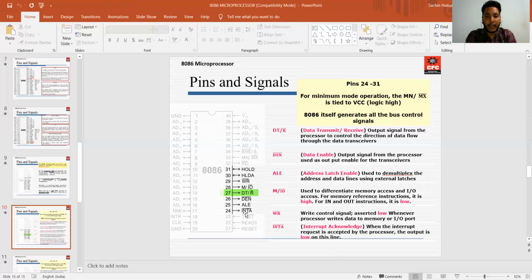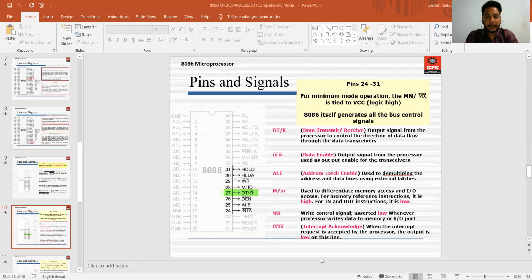Now next pin is pin number 24, that is your INTA, interrupt acknowledge. The interrupt acknowledge signal is a response to the INTR input signal. INTR means interrupt request signal. The interrupt acknowledge signal is normally used to gate the interrupt vector number onto the data bus in response to an interrupt request. This is your interrupt acknowledge.